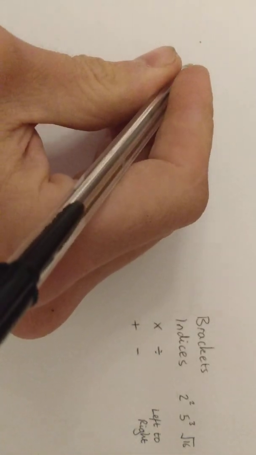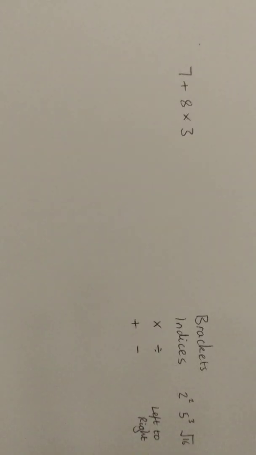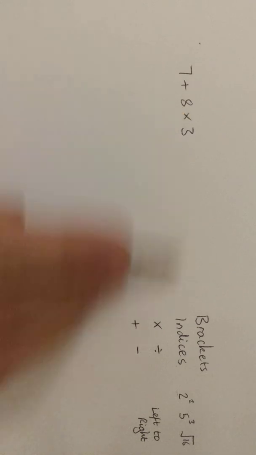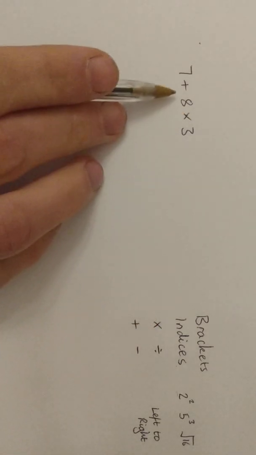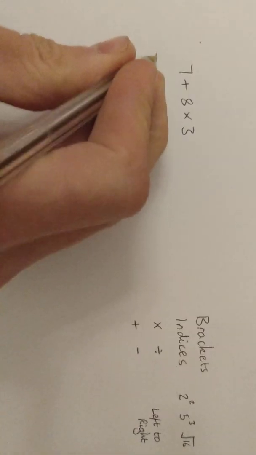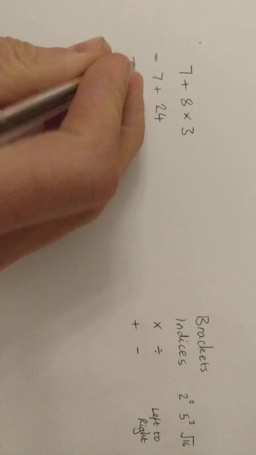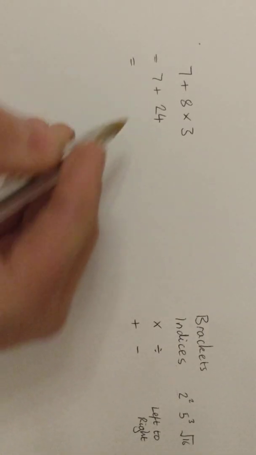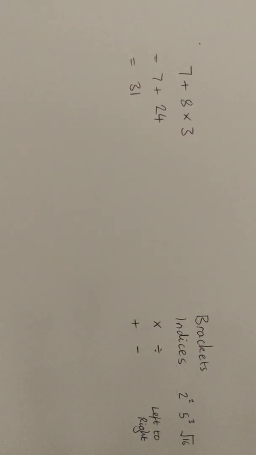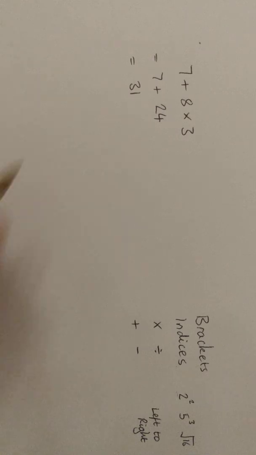First example we are going to do is 7 plus 8 times 3. So here, we're looking at that. The times has a higher order of priority than the plus. So we're going to do the times bit first. So we get 7 plus 24. And then there's only one operation left, which is the plus. So we do 7 add 24 and get 31. So our order of priority told us to do the times first and then the plus.